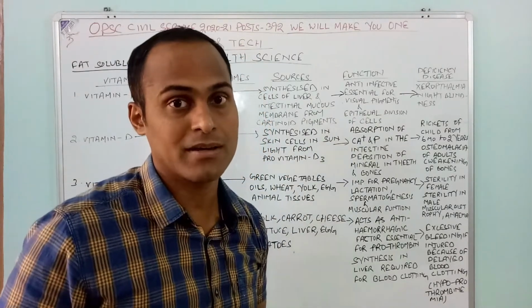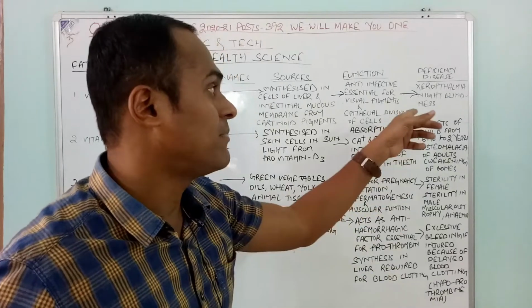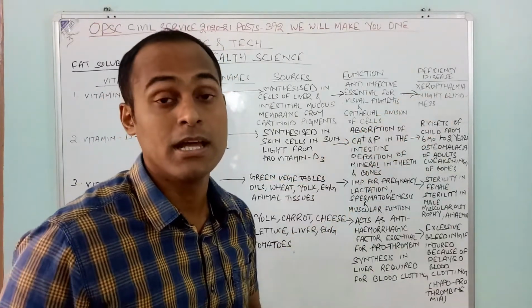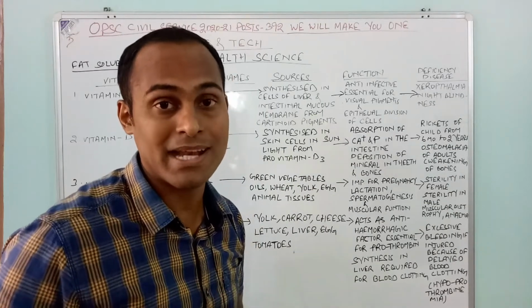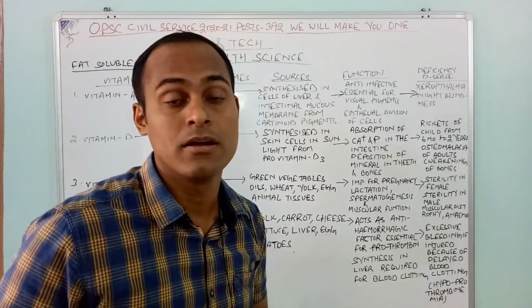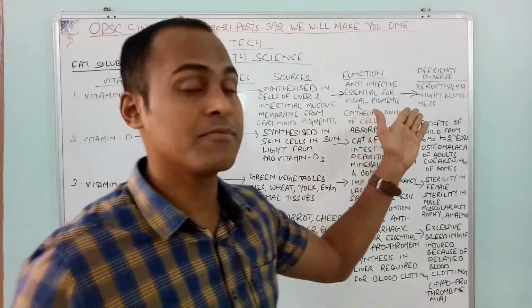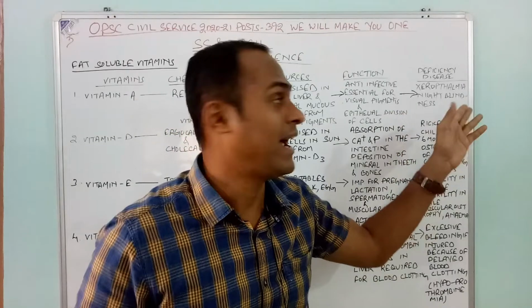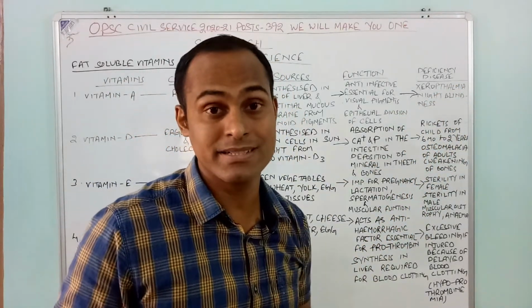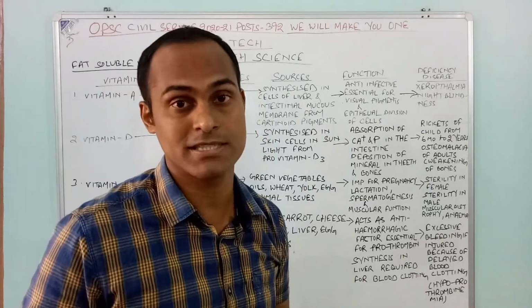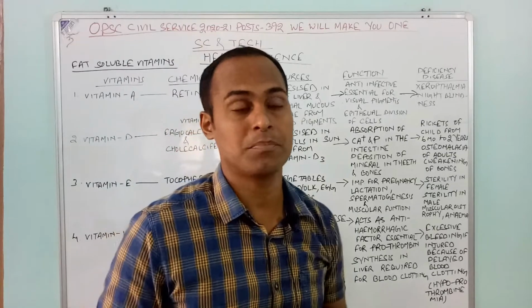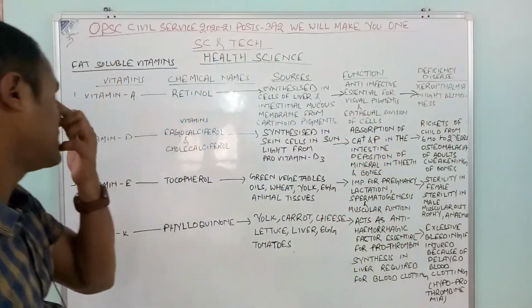Some people have night blindness, and we will come to that in the deficiency. If you don't have sufficient vitamin A, then there are chances that you might have night blindness. Xerophthalmia and night blindness are the diseases related to vitamin A deficiency. So it is very important, you have to remember this for the prelim perspective.